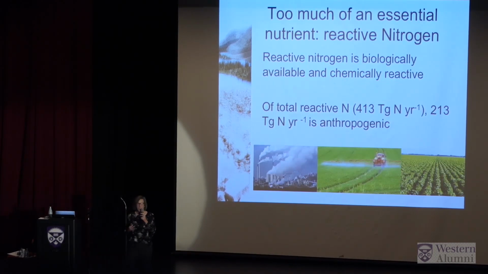So it's too much of an essential nutrient, reactive nitrogen. So there's a lot of nitrogen in the air. We humans can't use most of the nitrogen that's in the air. It has to be in a form that we can use, and we get it through our food. Certain organisms, like some kinds of algae and some kinds of fungus or bacteria that live in a relationship with fungus, they can make the kind of nitrogen that we need, but we can't do it.